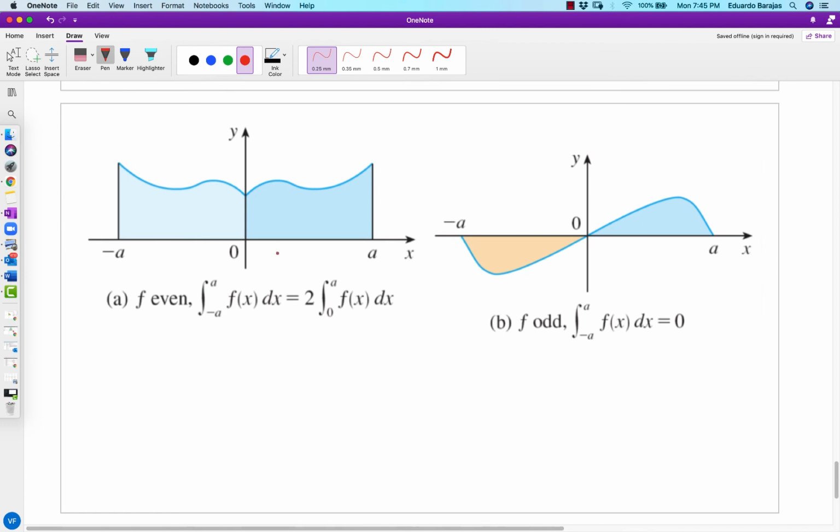Okay, first, the even one. If f is even, then this is what it looks like. An even function means that it's symmetric about the y-axis. It's a mirror image about the y-axis.